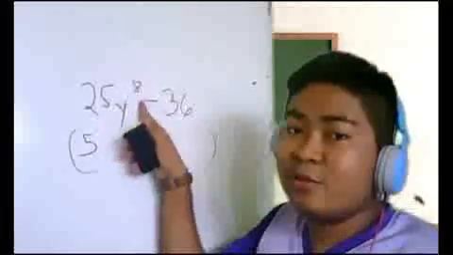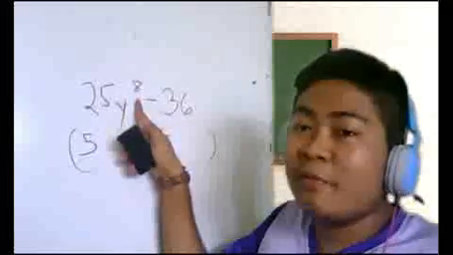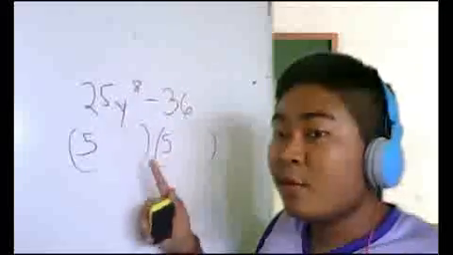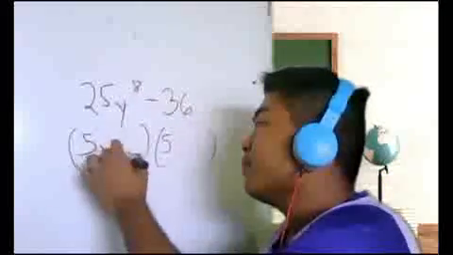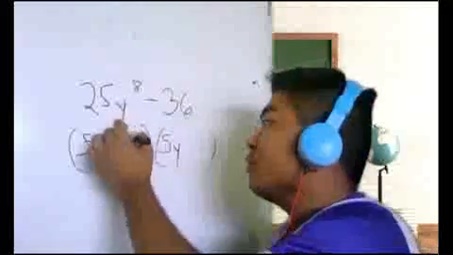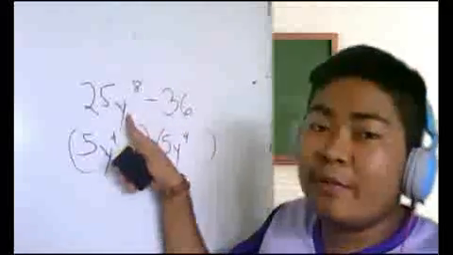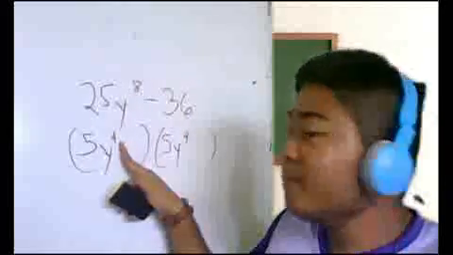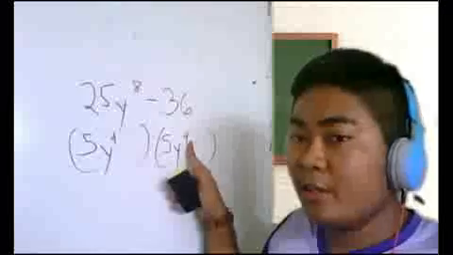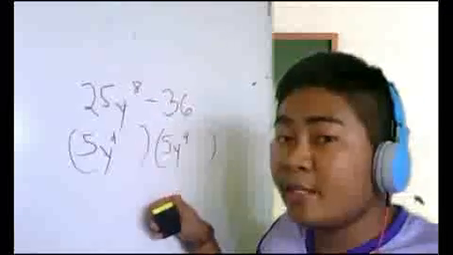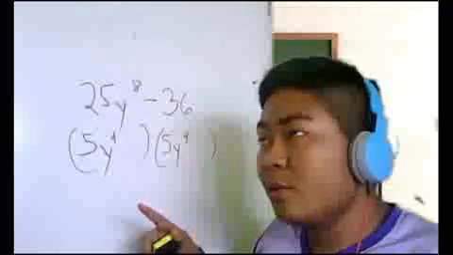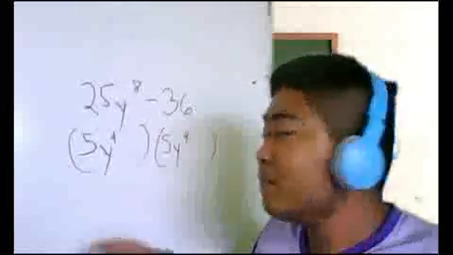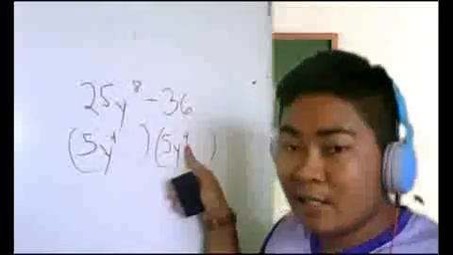How about ito? y raised to 8. Ang gagawin mo lang dito is to divide it by 2. So, 8 divided by 2, that is 4. Kaya magiging y raised to 4. So, gayahin lang natin yung variable and divide this exponent by 2. Like in squared, 2 divided by 2 is 1. Kaya naging 1 lang siya dito.